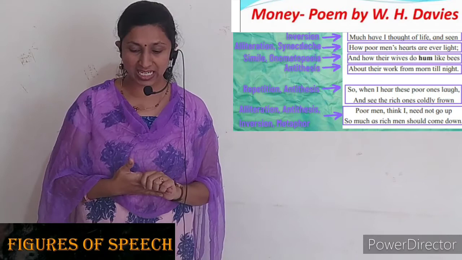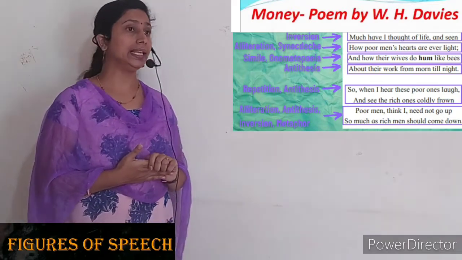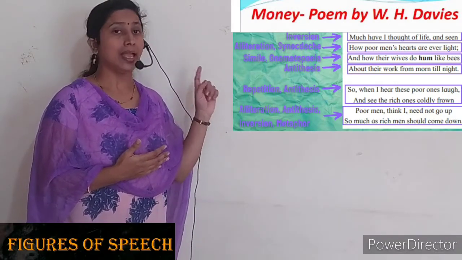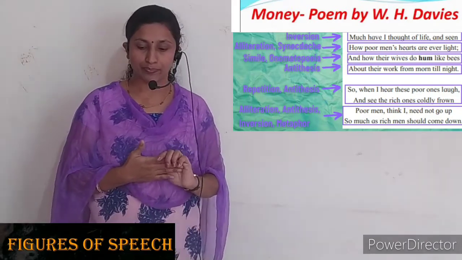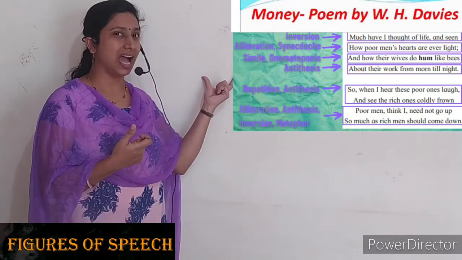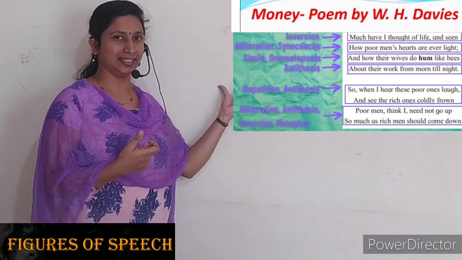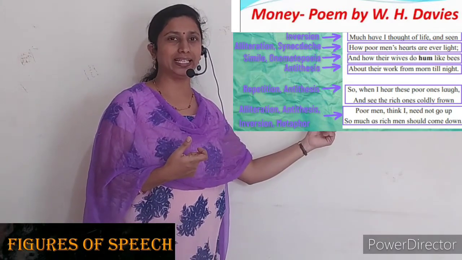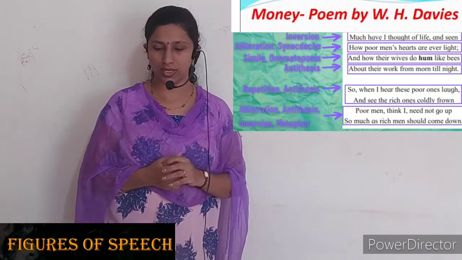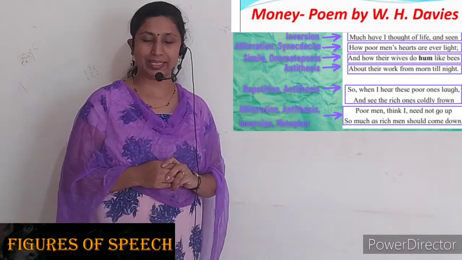How poor man's hearts are ever light. Now in this line, how hearts, the H sound has repeated, so we can call it alliteration. But one more is there, that is poor man's hearts. Poor man's hearts means here not just the hearts but poor people. म्हणजे बॉडीतला एक पार्ट आलेला आहे हार्ट्स आणि ते पूर्ण बॉडी इथं इंडिकेट करतं. दॅट्स वाय इट इज एक्झाम्पल ऑफ what? Synecdoche.